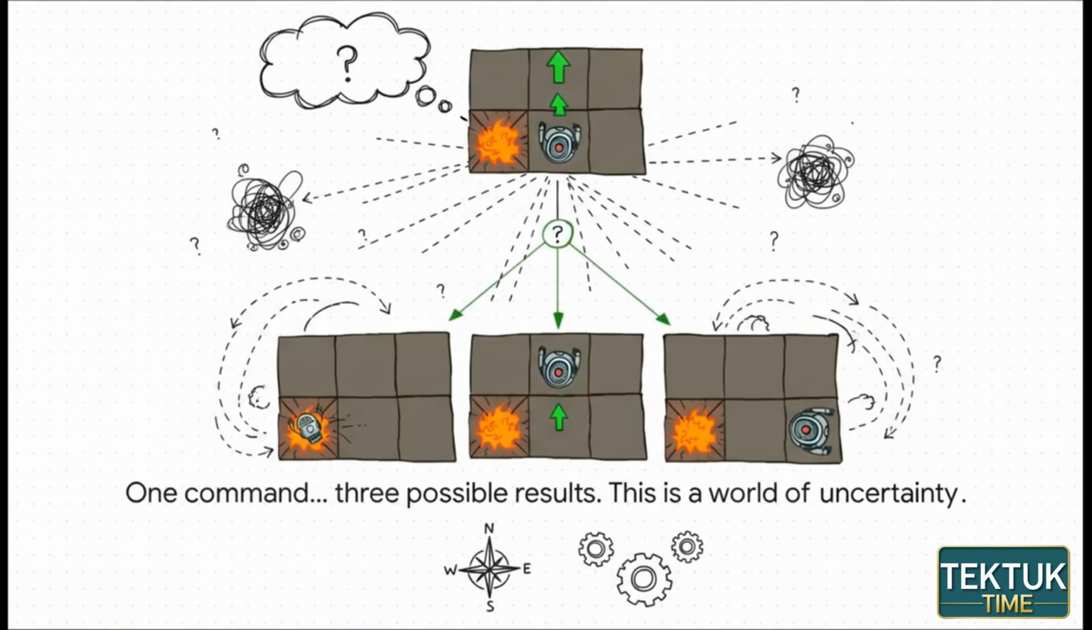And this just perfectly illustrates the problem we're dealing with. The robot gives one single command, like go up, but the world can spit back 3 totally different results. So you can see you can't just plan a simple path like up, up, right, right anymore. You need a strategy, a real strategy, that works even when the world is this unpredictable.